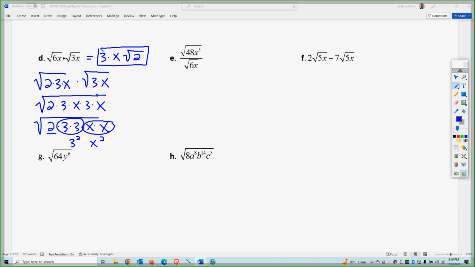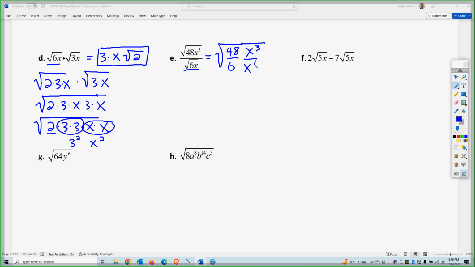Okay, so the next one is a quotient, and again, we just had the 6x over here too, right? There's 6x here, 6x here, nothing we can do with it. But again, we used product rule last time. Let's use quotient rule this time and put them together. So I'm going to get the square root of 48 over 6, and then x3 over x1, right? So you're like, well, how does that make that easier? Well, you can do the numeric and algebraic calculations combined now, right?